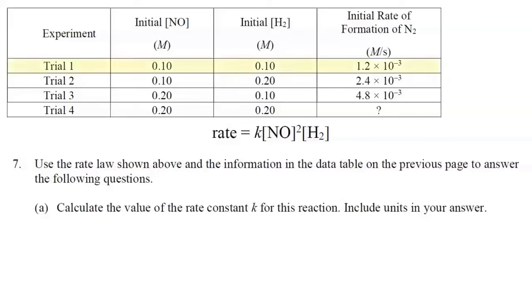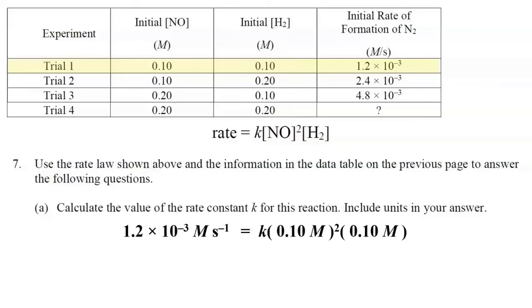So I'm going to start with the data for trial 1. I'm going to plug in all of the values that I know into the rate law and then solve for k. So based on the information from trial 1, the rate would be 1.2 times 10 to the negative 3 molarity per second. The rate constant is unknown at this point. The initial concentration of nitrogen monoxide is 0.10 moles per liter, and that is also the initial concentration of hydrogen, 0.10 moles per liter.